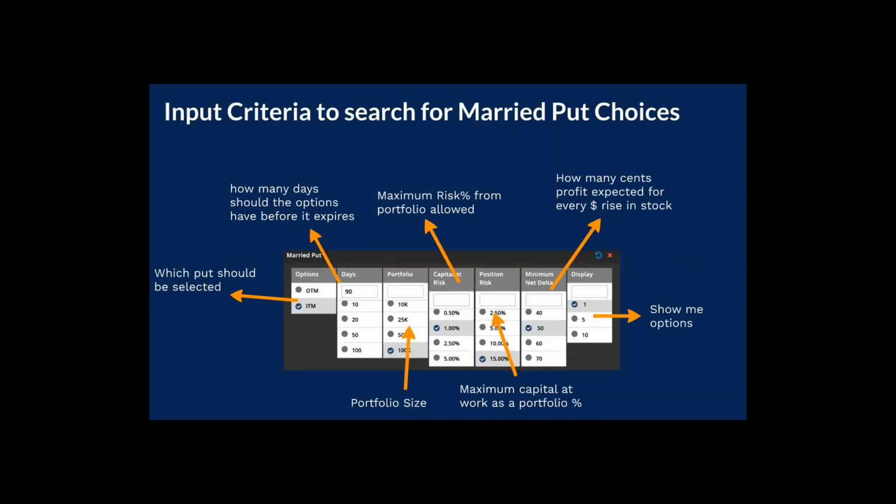And the portfolio size is just 100K. In this particular screen, for testing and learning, 100K is fine. But if you are trading 50K, put 50K. If you're trading about 150, put 150. Whatever your real portfolio is, that's what you want to measure the risk against. That's what that parameter is.